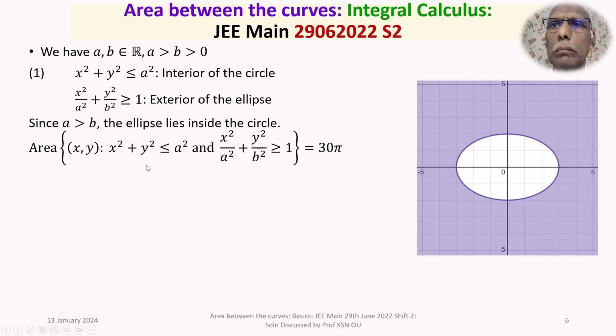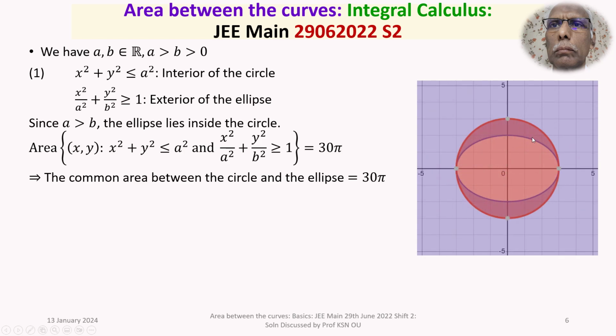So this area is what? This area is the common area between the circle and the ellipse. That is given to be 30 pi. And what is this value? This value is pi a square minus pi ab. So that is the common area. This is the shaded portion.